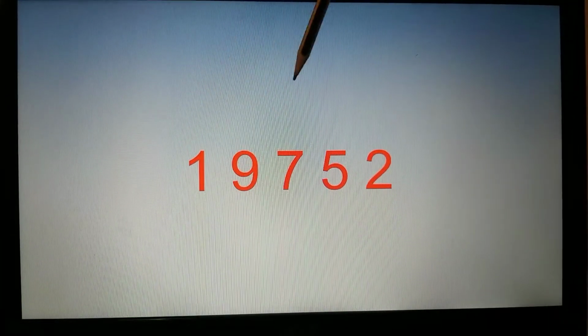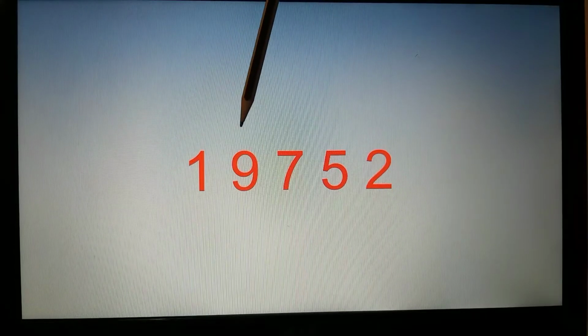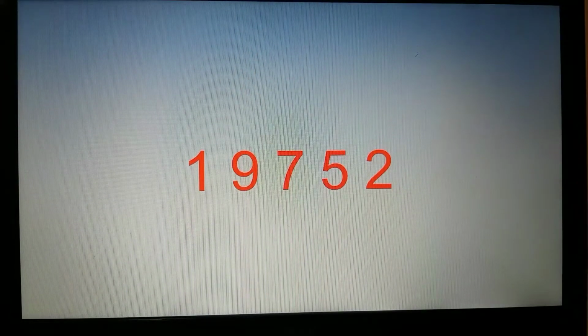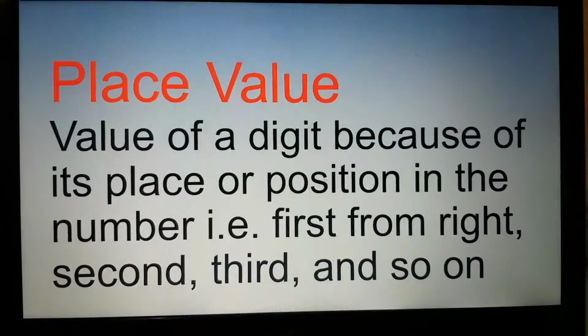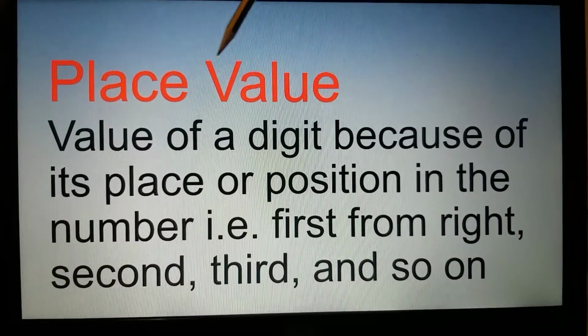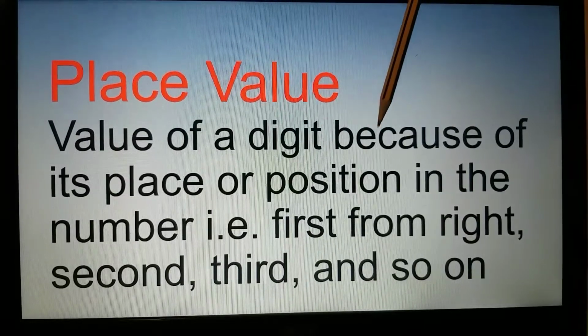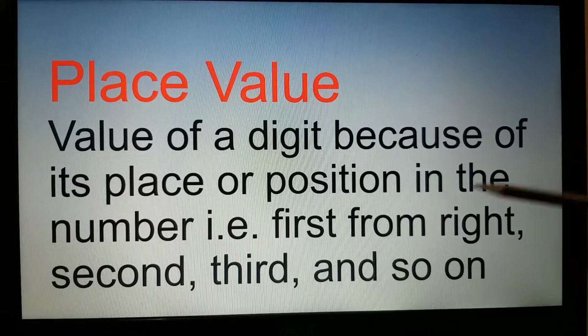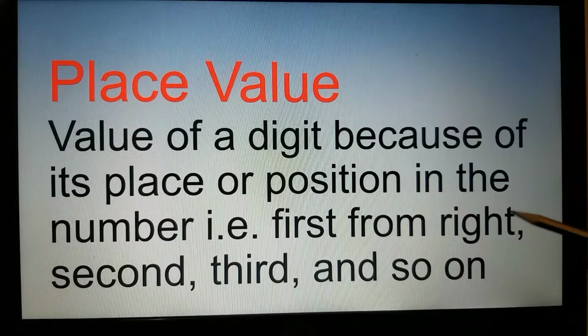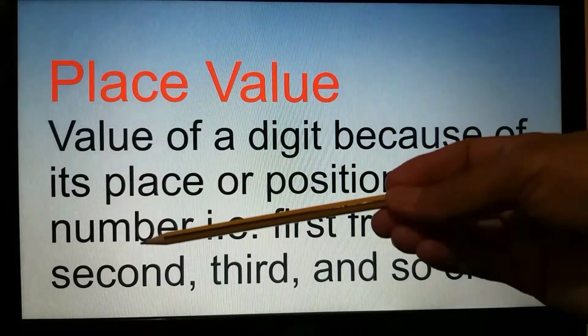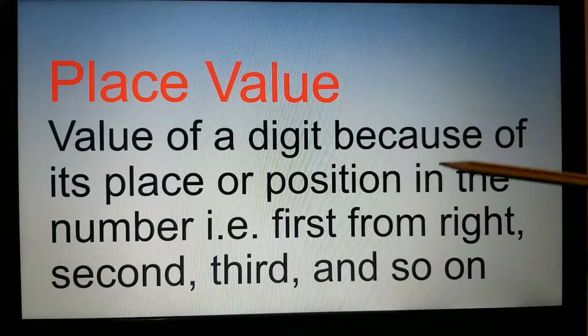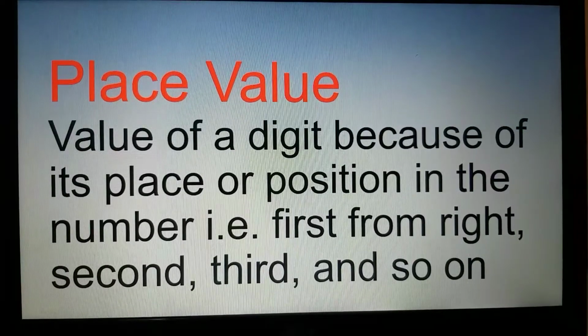Third, fourth, the more it moves to the left, its value is different, and that different value is called place value, the value of a digit because of its place or position in the number. For example, whether it is first from the right side, second from the right, third, fourth, or so on, whatever.